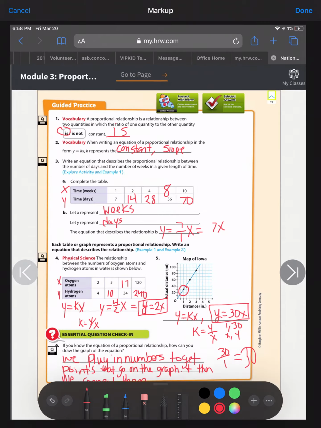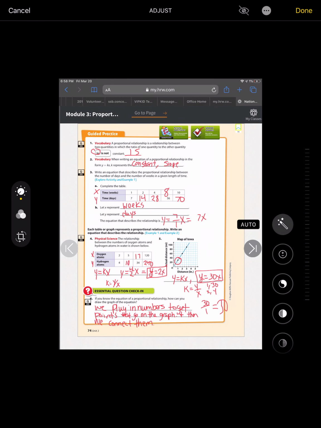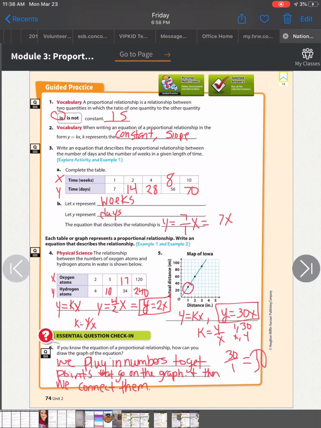And that's it for page 74, and that's done with your first assignment. All you have to do now is go in and do the online Go Math portion of it for 3.1.